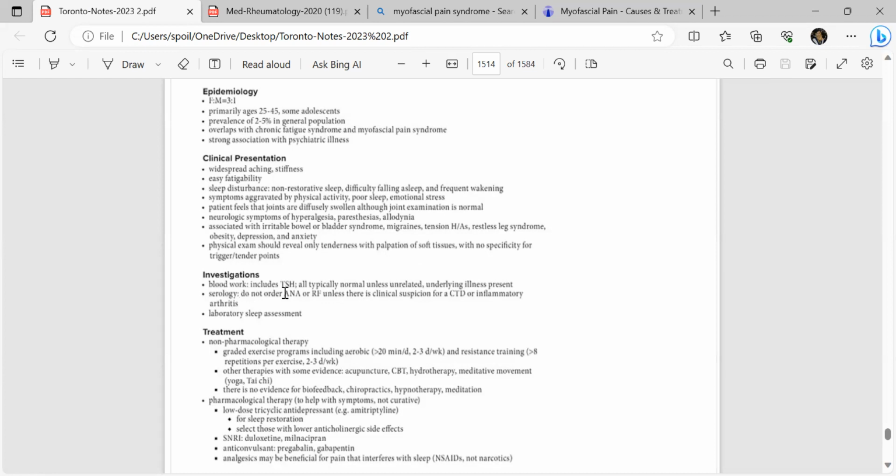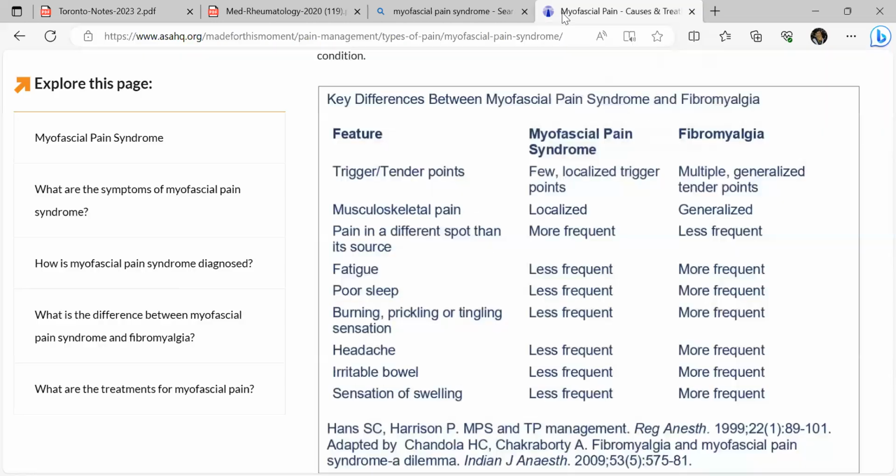Okay, investigation: we will go for TSH, all typically normal unless there is an unrelated underlying disease. Serology: do not order ANA or RF unless there is a clinical suspicion of a CTD or inflammatory arthritis. Laboratory is sleep assessment, because the pain is so severe. We just read here, poor sleep.